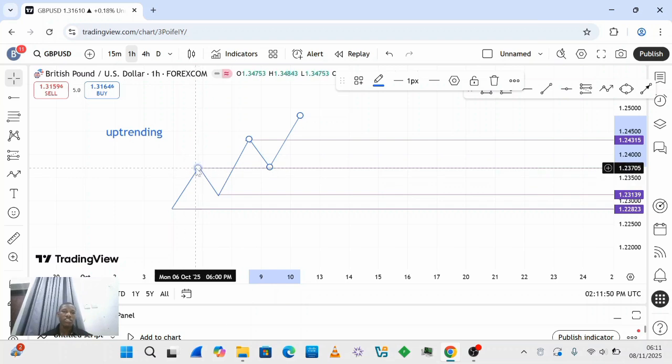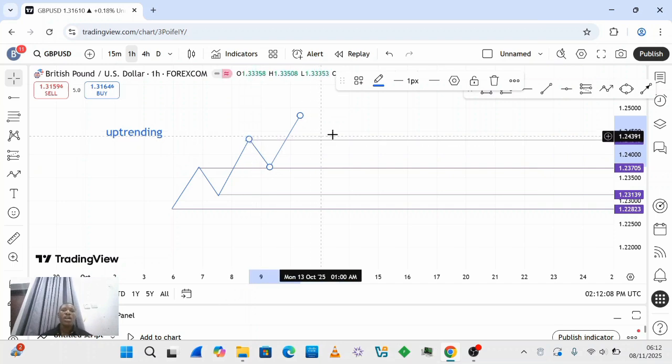This place was a resistance level, and now price broke it, and when it is coming back, this place will serve as a support level or demand level to buy from. Look at this, another one, another resistance level.